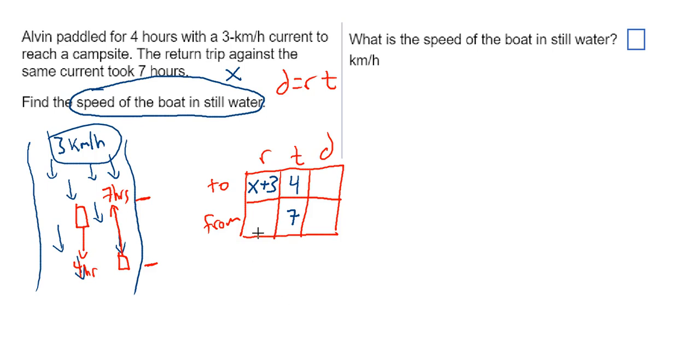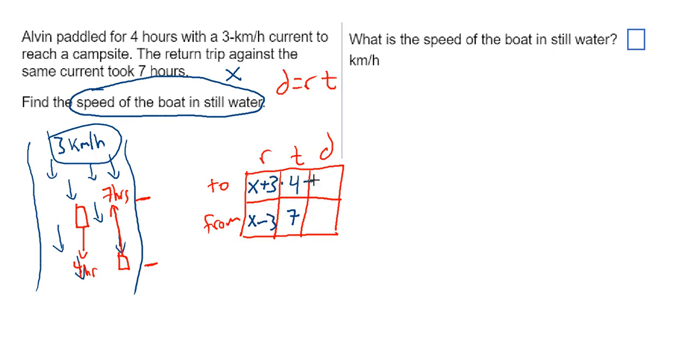current. Going away from the campsite back to where he was parked, Alvin is able to paddle the boat at x kilometers per hour, but will be slowed down by the current by 3 kilometers per hour. So Alvin's total speed will be x minus 3. All right, and so that's how we'll fill in that column.